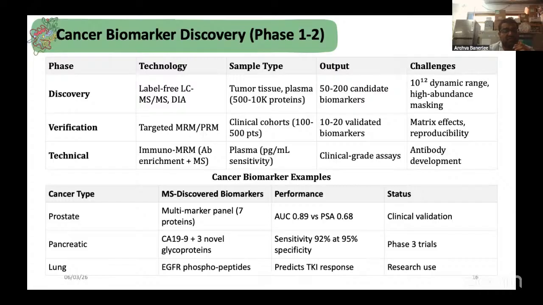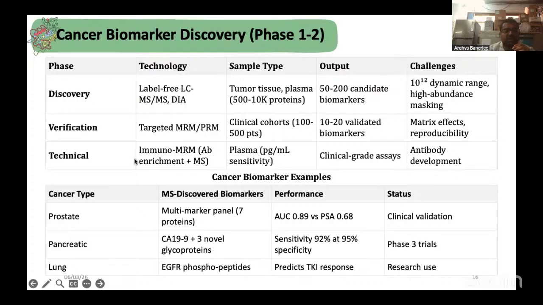Now this is very important. For the clinical cohorts, you do a blinded study on 100 to 500 patient samples. The 5,000 to 10,000 proteins have now been filtered to 10 to 20 validated markers, which are further taken. Their reproducibility, matrix effect, specificity, and selectivity are observed. Once they pass the criteria, with a CV of less than 30%, or 20% in the stringent case, it is further taken to the technical part.